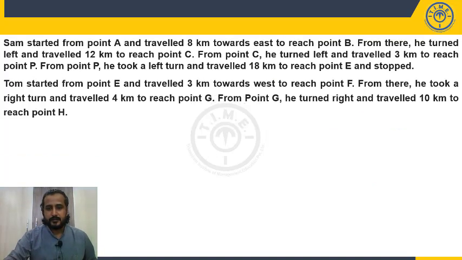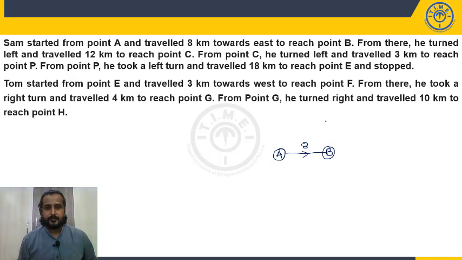What is given? Sam started from point A and traveled 8 kilometers towards east. So we are talking about whom? Sam, who started from point A and traveled 8 kilometers towards east to reach point B. So it is point B.